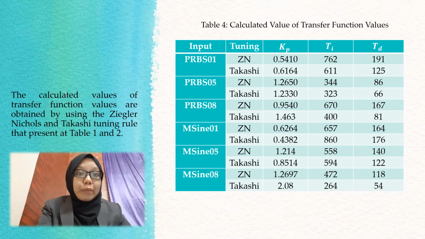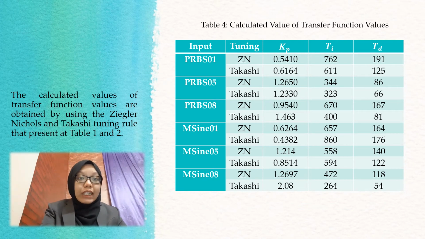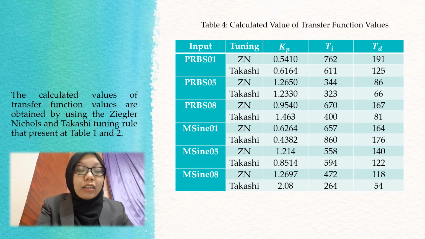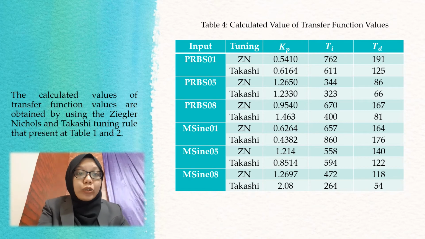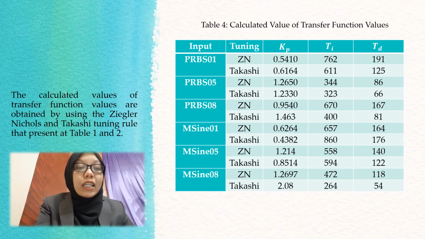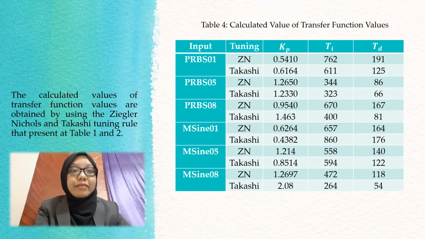Here is the table of calculated values of the transfer function values of Kp, Ti, and Td. The calculated values are obtained by using the Ziegler-Nichols tuning rules and Takahashi tuning rules at table 1 and 2 from the previous slide.